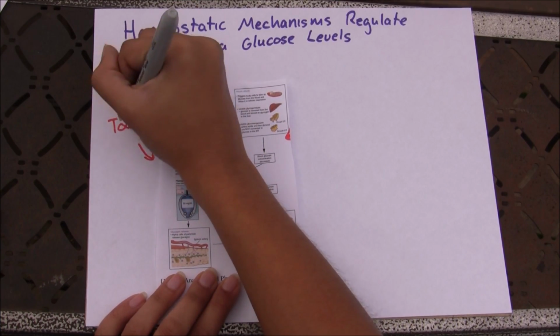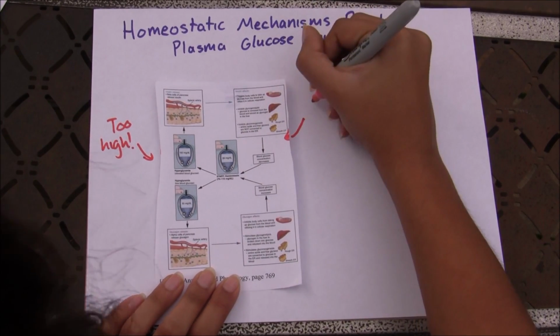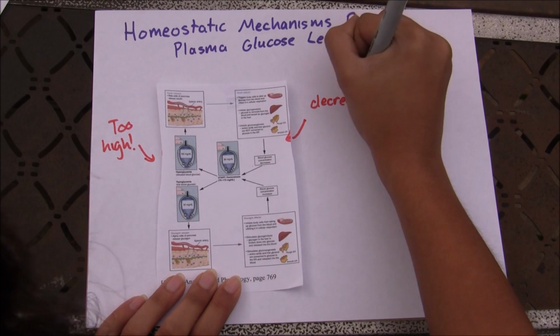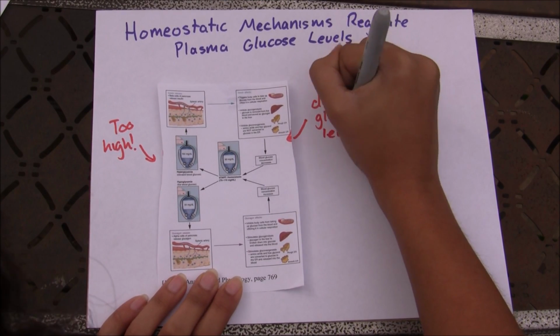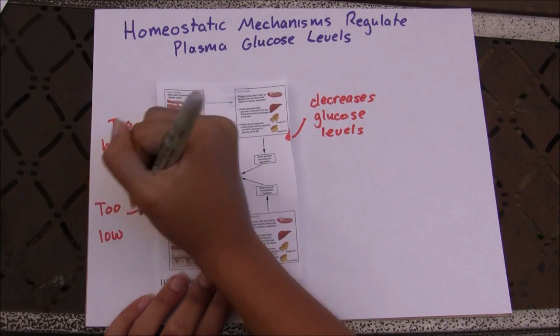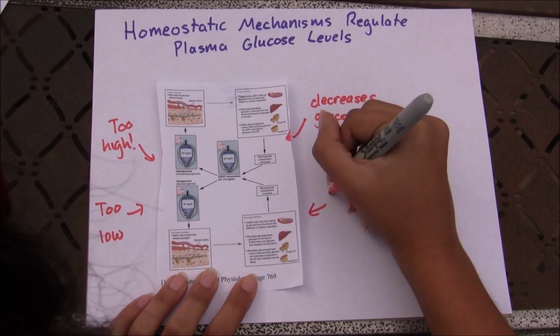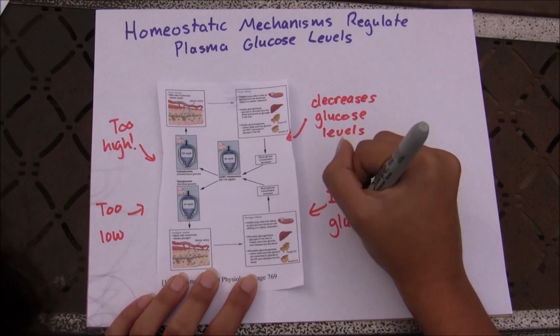Plasma glucose comes from three sources: intestinal absorption during the fed state, glycogenolysis, and gluconeogenesis. The processes of glycogenolysis and gluconeogenesis will be discussed further later.